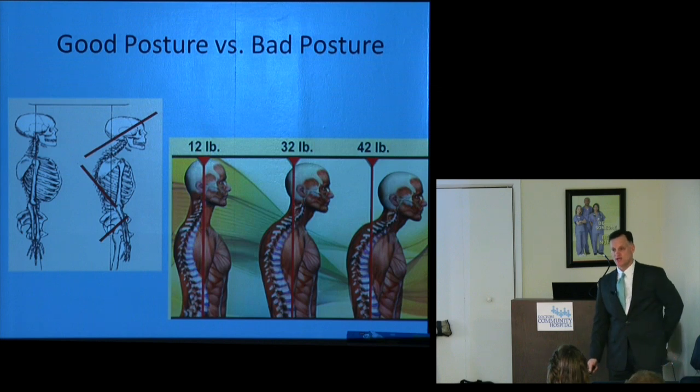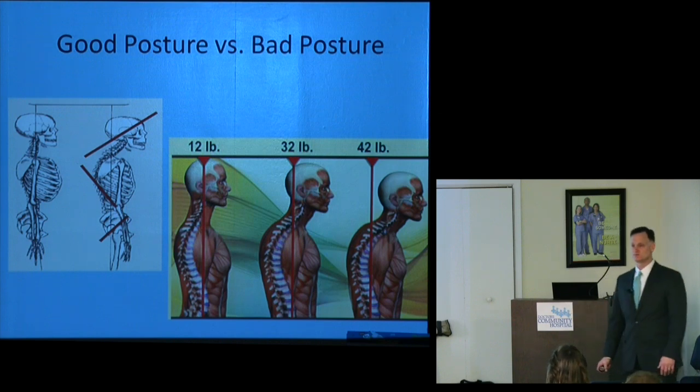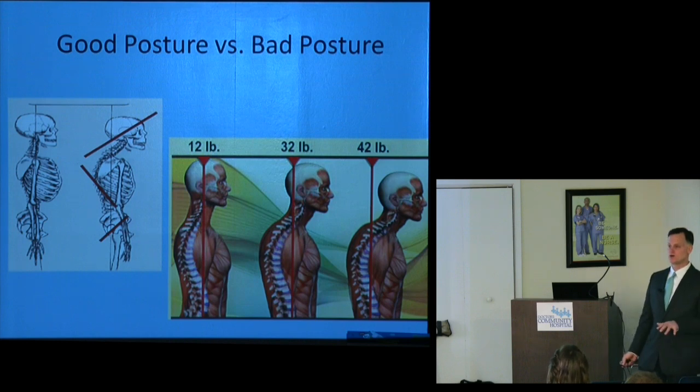Plus, for your low back, it's the same weight. So that 120 pounds of pressure per square inch on their low back plus the 42 pounds. So now the person who weighs 120 pounds has 162 pounds of pressure per square inch on their low back.